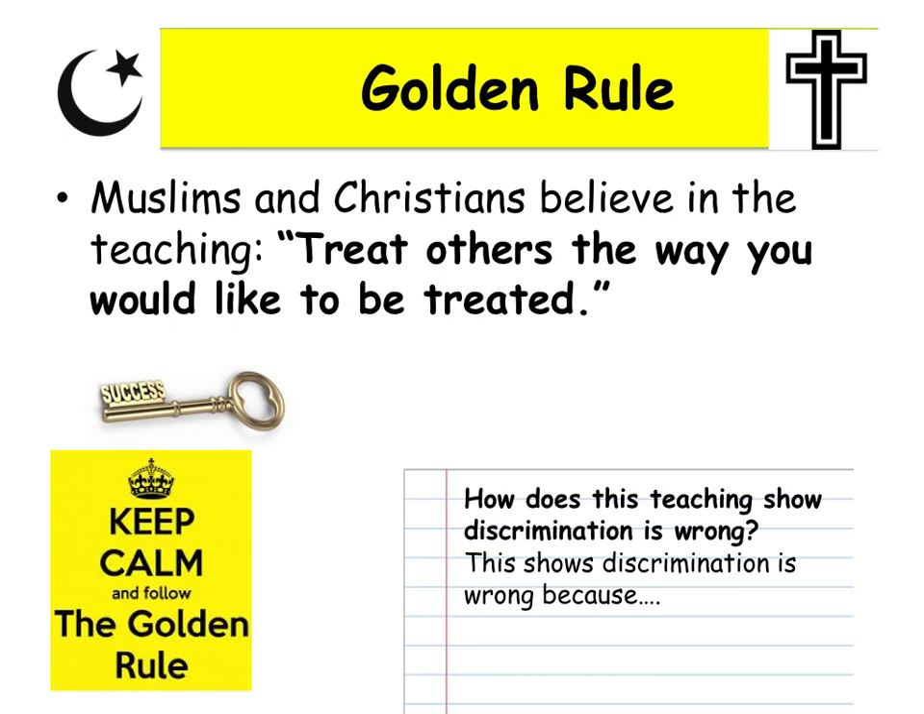This is a really simple teaching that basically just means think about how you would like to be treated and make sure that you do the same to other people. On your piece of paper, I want you to write down how this teaching shows that discrimination is wrong. Pause the video and answer the question now.